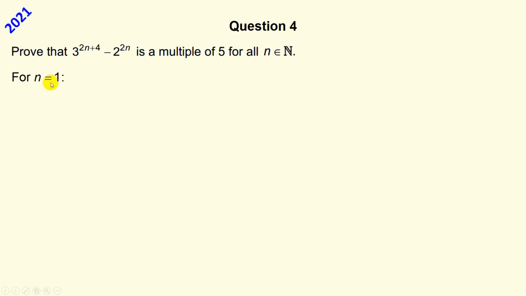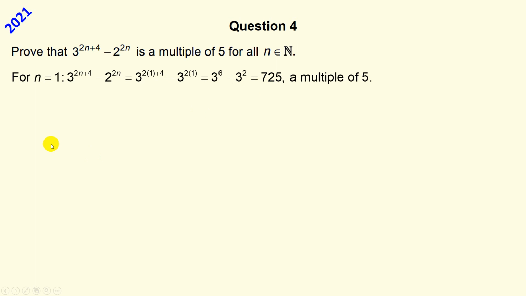So step 1, we need to establish that for n equal to 1, this is a multiple of 5. Step 1, the first rung of the ladder. So I substitute. We end up with 725, which clearly is a multiple of 5. Now, the next step of the mathematical induction process is that you say, well, assume it's true for n equal to k.